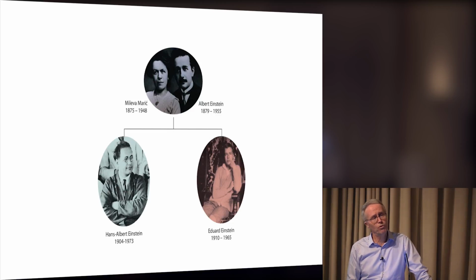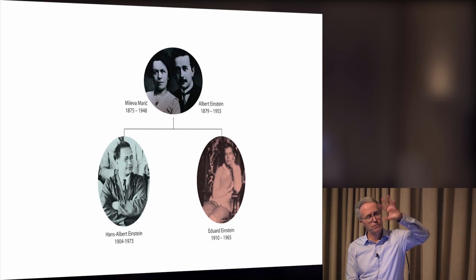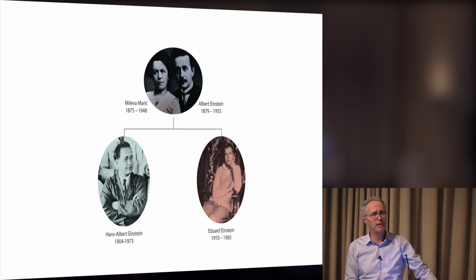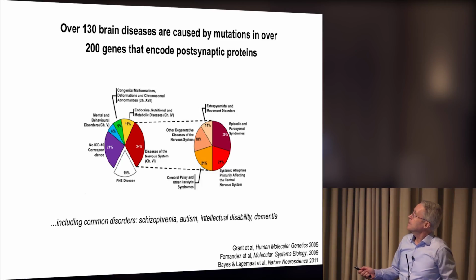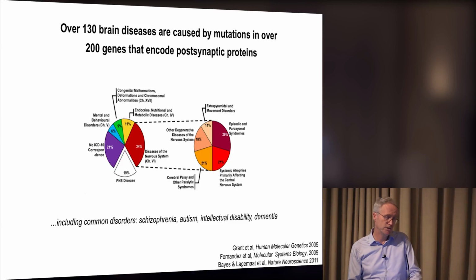And if you were to ask the simple question now, of all of those very interesting proteins that are in the postsynaptic terminals of excitatory synapses, what is it that they might have to do with brain disease? Well, a number of years ago when we were studying the human synapse material, we recognized and identified over 130 brain diseases that are caused by mutations in over 200, it's now over 300 genes that encode postsynaptic proteins. And there's many, many different sorts of disorders, including these common disorders, schizophrenia, autism, intellectual disability, and dementias.